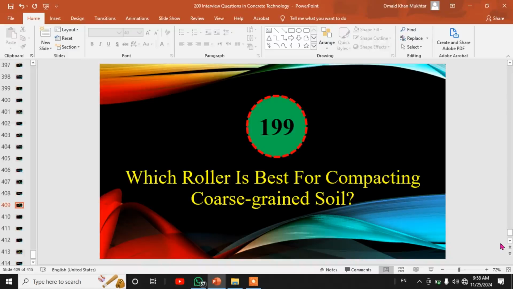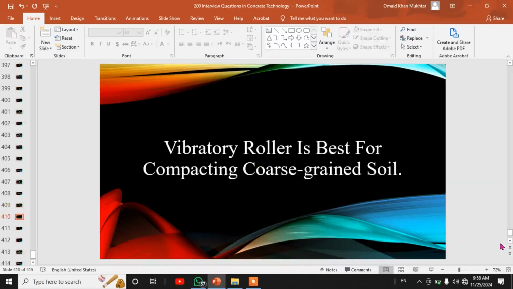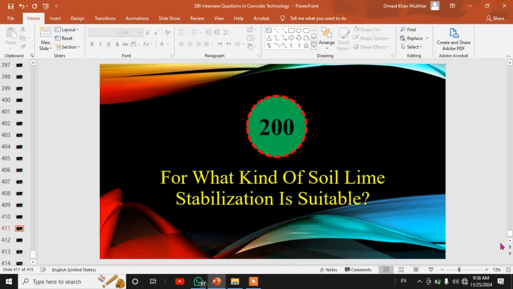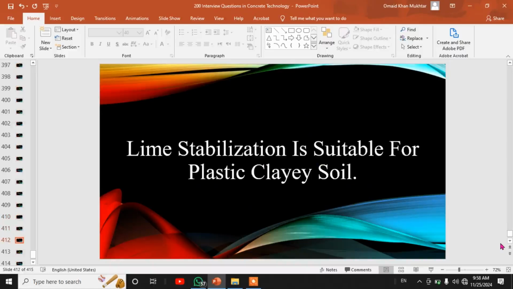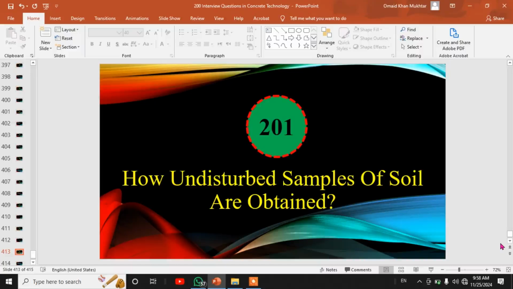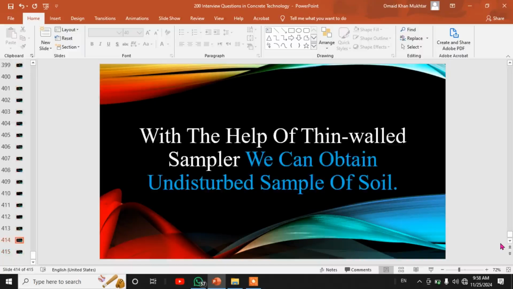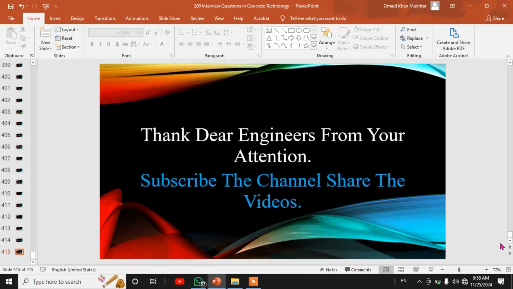199. Which roller is best for compacting coarse-grained soil? Vibratory roller is best for compacting coarse-grained soil. 200. For what kind of soil lime stabilization is suitable? Lime stabilization is suitable for plastic clay soil. 201. How undisturbed samples of soil are obtained? With the help of thin-walled sampler, we can obtain undisturbed samples of soil.